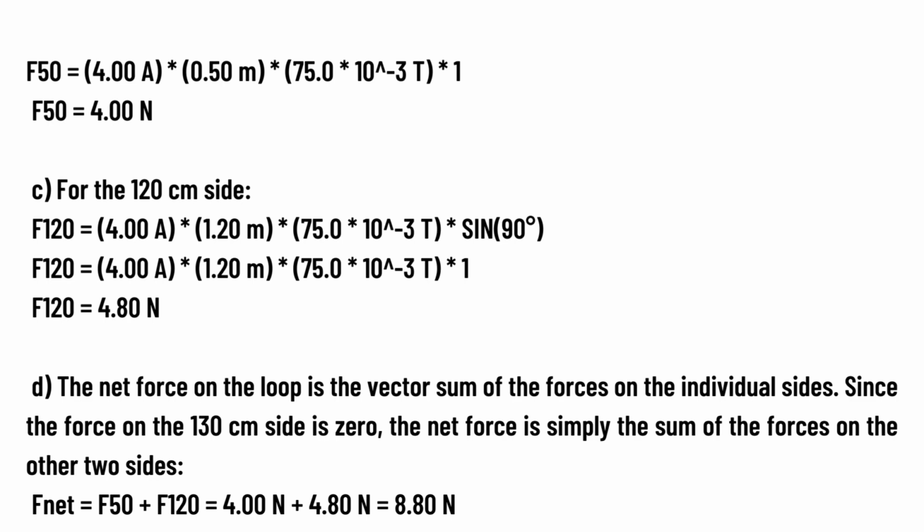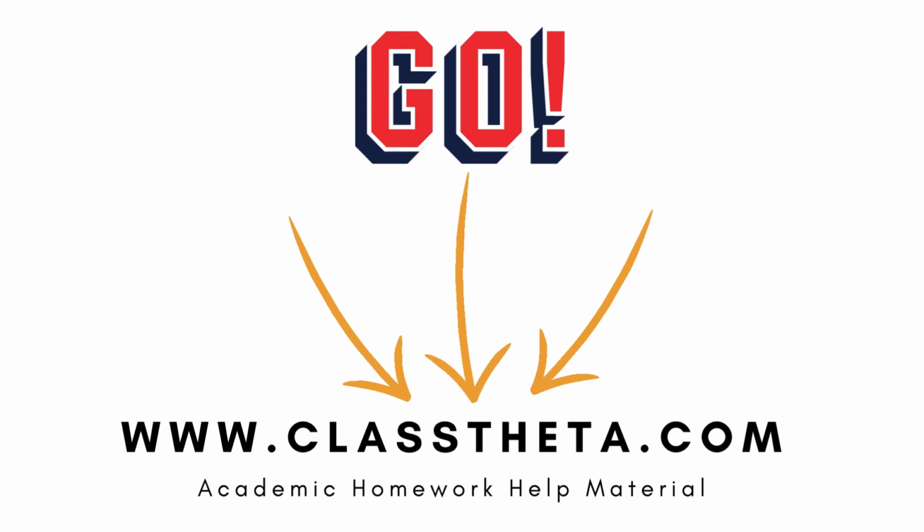The net force on the loop is the vector sum of the forces on the individual sides. Since the force on the 130 cm side is 0, the net force is simply the sum of the forces on the other two sides. F net is equal to F50 plus F120 is equal to 4.00 plus 4.80 is equal to 8.80 newton.